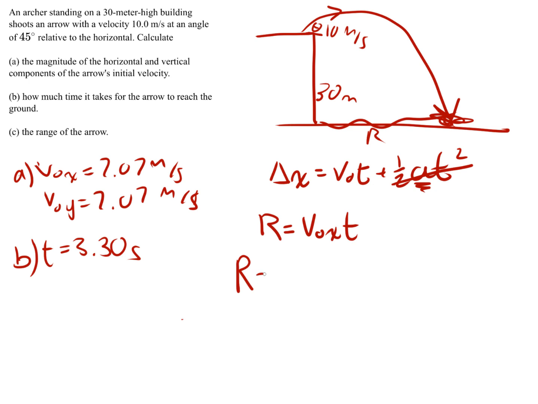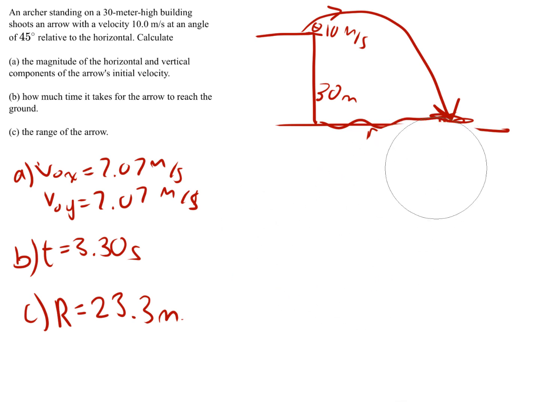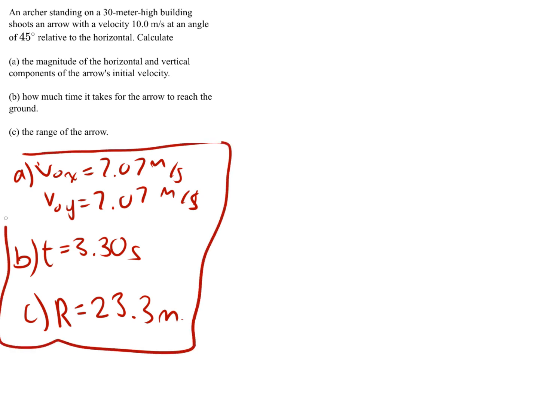So now we just need to plug everything in. The initial x velocity is 7.07 meters per second, and the time interval is 3.3 seconds. So solving this, you should get that the range is equal to about 23.3 meters. Again, I rounded this to 3 significant figures. And that is how you would solve this problem here.